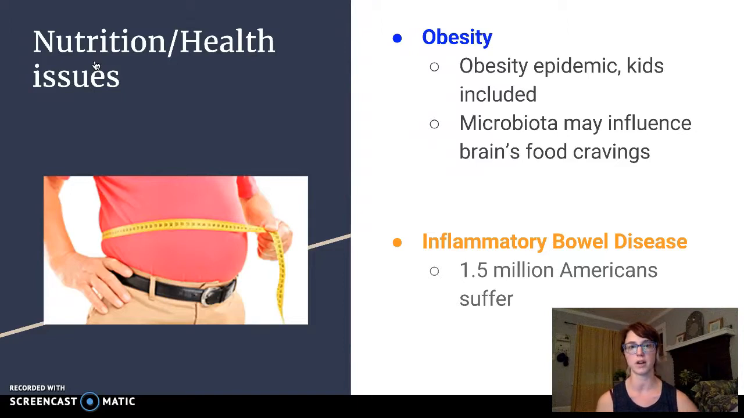Research also shows us this is an increasing number. We're not sure exactly what is increasing that number, but it's easy to think that it could be related to our nutrition.